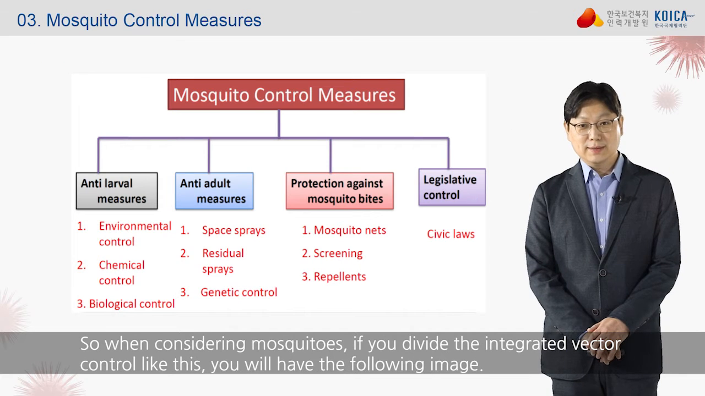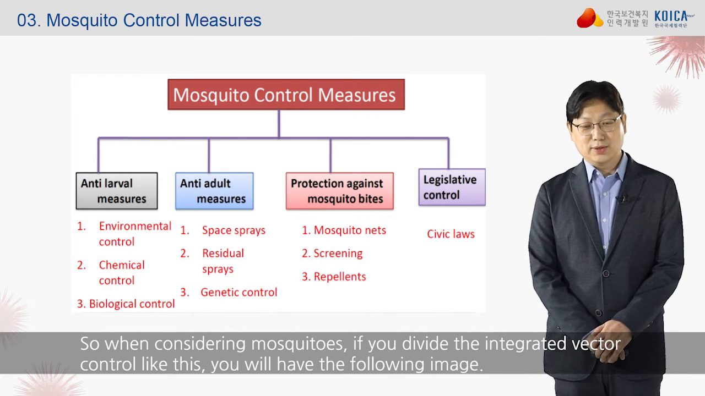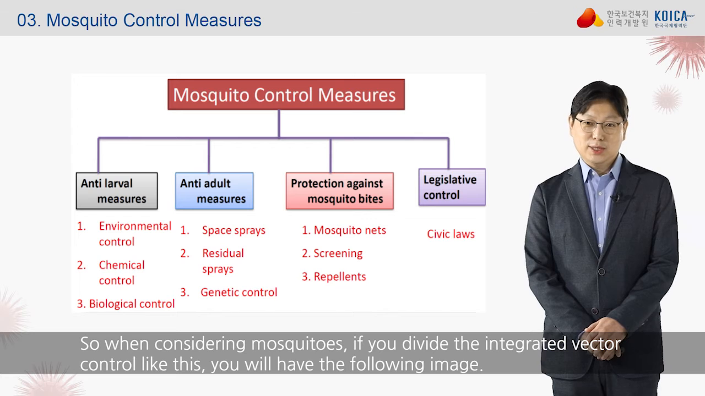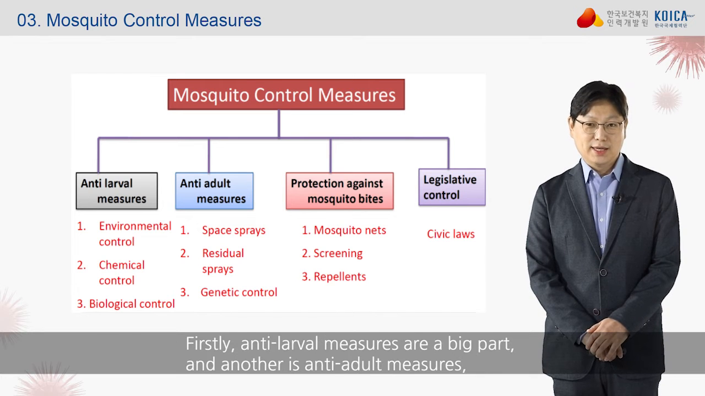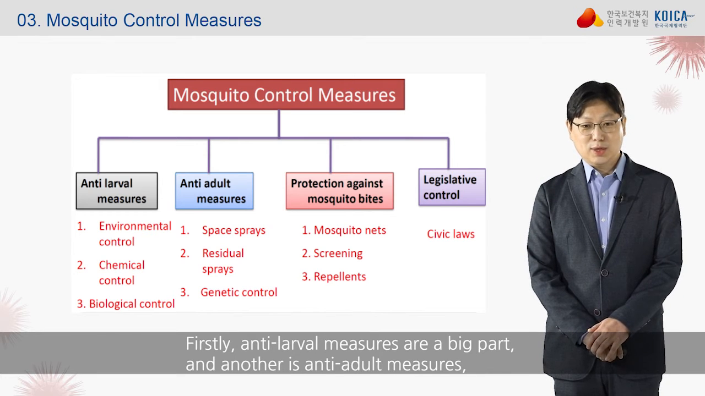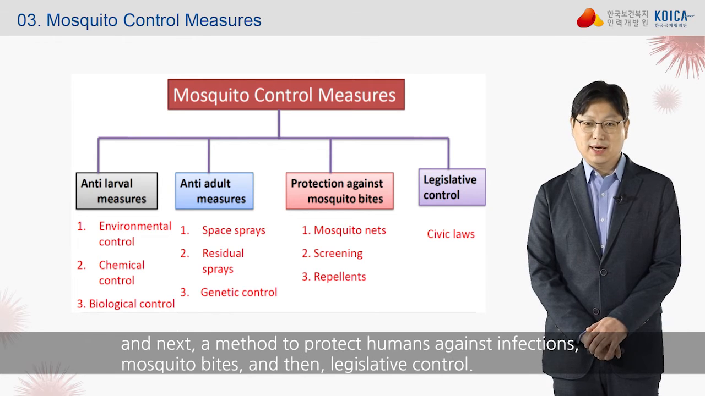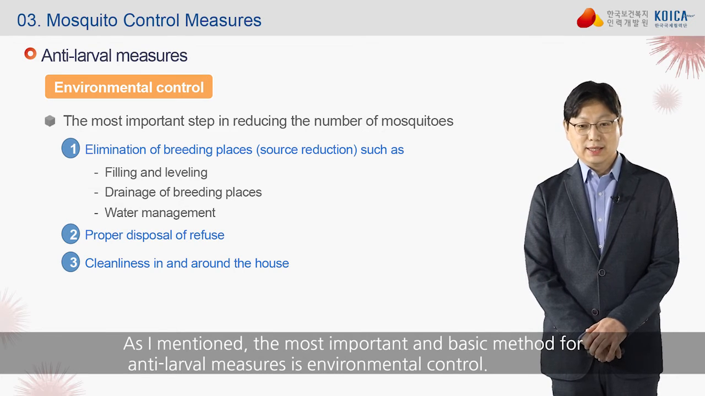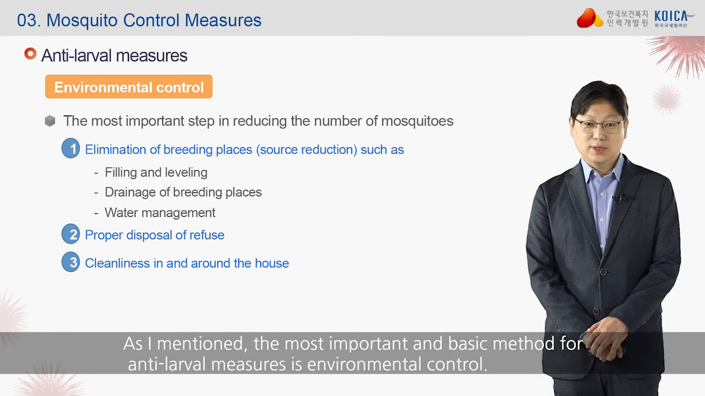So when considering mosquitoes, if you divide the integrated vector control like this, you will have the following image. Firstly, anti-larval measures are a big part, and another is anti-adult measures. And next, a method to protect humans against infections, mosquito bites, and then legislative control. As I mentioned, the most important and basic method for anti-larval measures is environmental control.